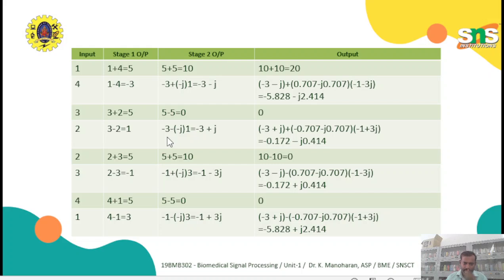And then for the downlift we take the values. So here minus 3 minus of minus j into 1, that will become plus j. So minus 3 plus j. So this is for the second stage, second butterfly.